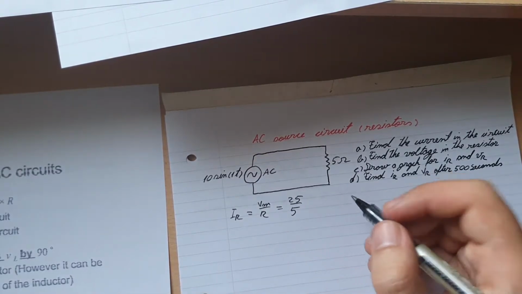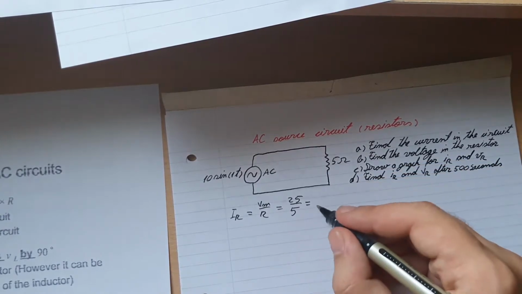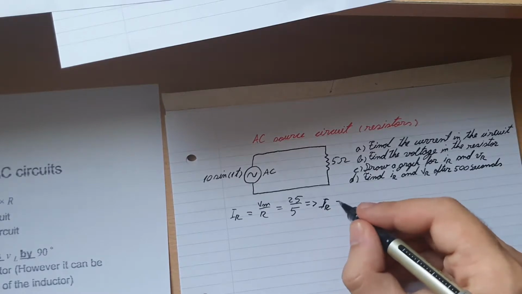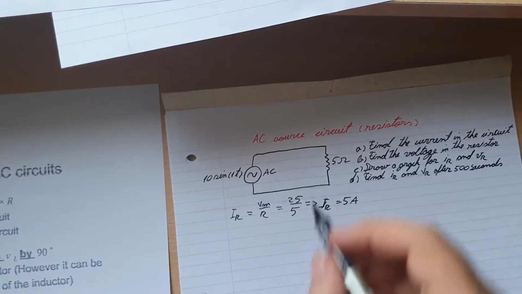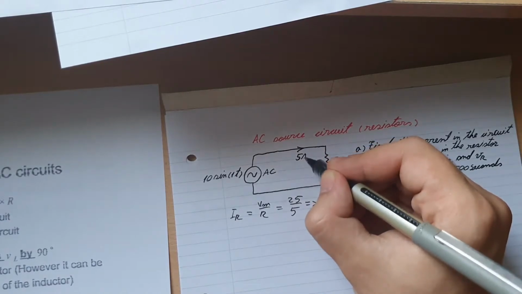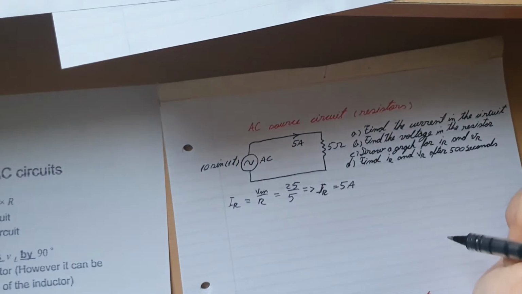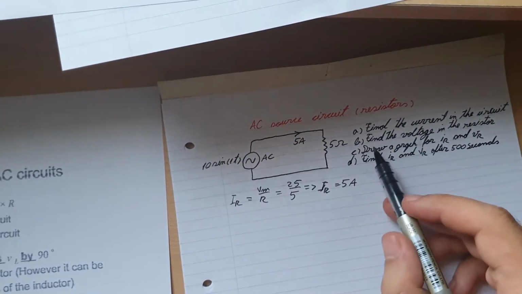There you go. And therefore IR will be equal to 5 amps. So there are 5 amps going through the circuit, inside the resistor. Right, let's go to B.